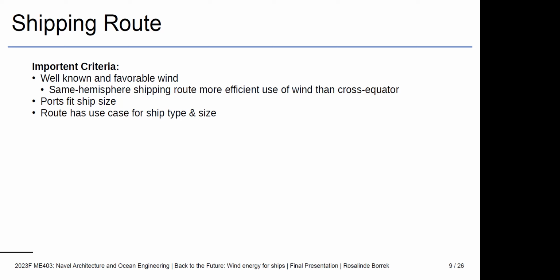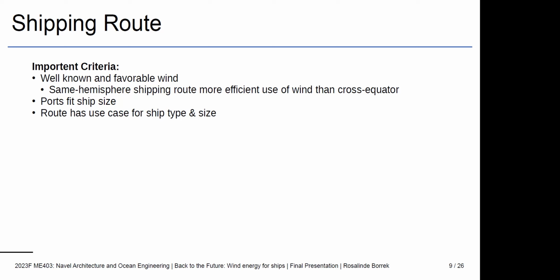And some studies also showed that usually for ships trying to utilize wind energy, it's usually more efficient if the route is on the same hemisphere and doesn't go across the equator. So that was also a criteria. Then, of course, the ports have to fit the ship size. Since we are going with a large ship, not all ports are big enough for that. And then the route should also have a use case for our ship size and our ship type.